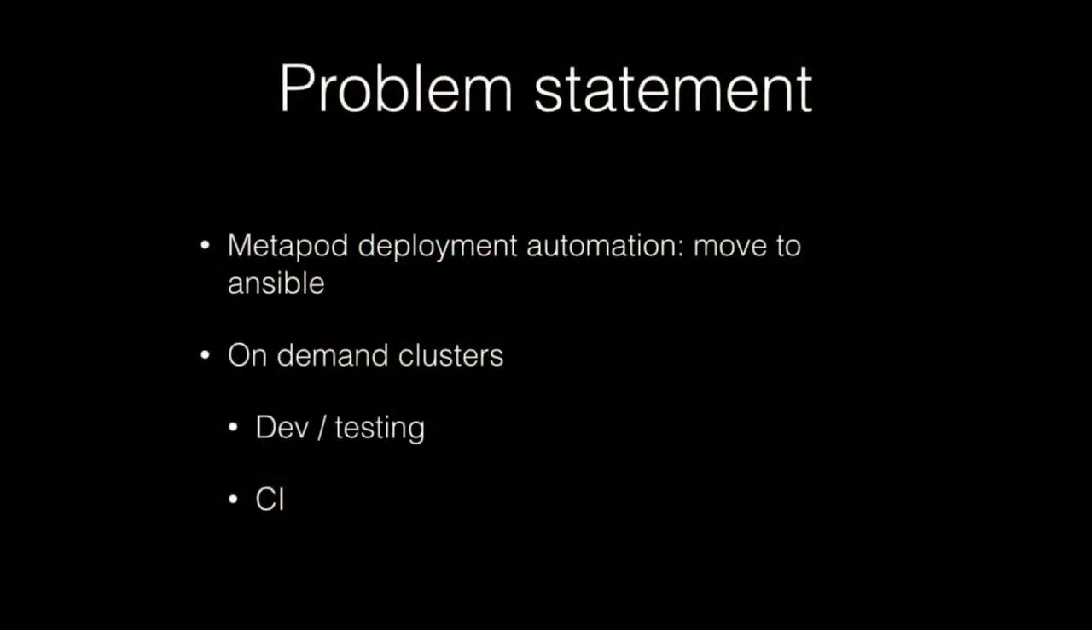So let's talk about the context a little bit. About 6 months ago, maybe a little bit more, we decided to rewrite most of the automation to deploy Metapod, which again is just a customized version of OpenStack with a particular configuration in terms of how many machines are used as controllers, how many machines are used as hypervisors. And we decided to change the automation to move to Ansible, which obviously, as you can imagine, was a big move.